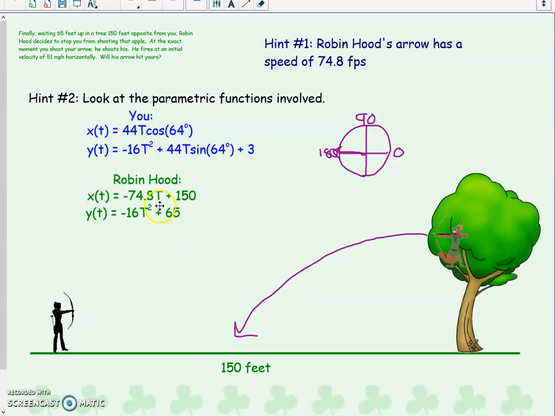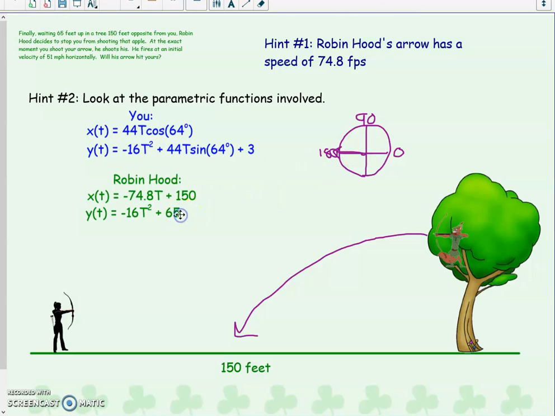But you might be wondering, what about the middle part? Up here, after all, we had a middle part. Well, remember, Robin Hood is firing that arrow horizontally. So there is no angle going up. As a matter of fact, you could think of his angle as being 180 degrees.